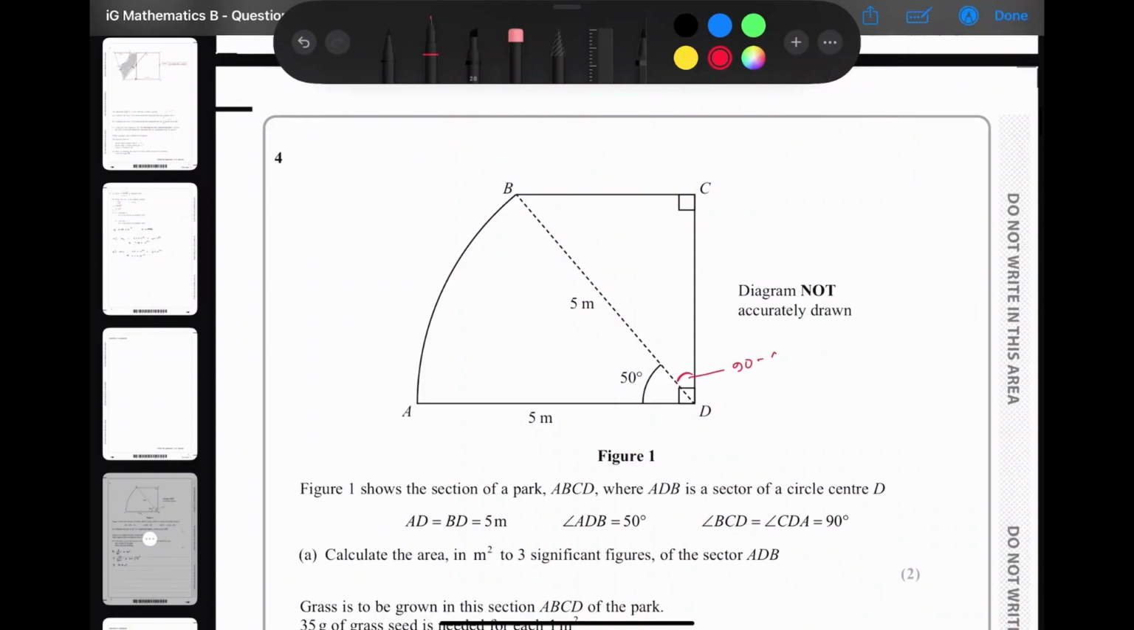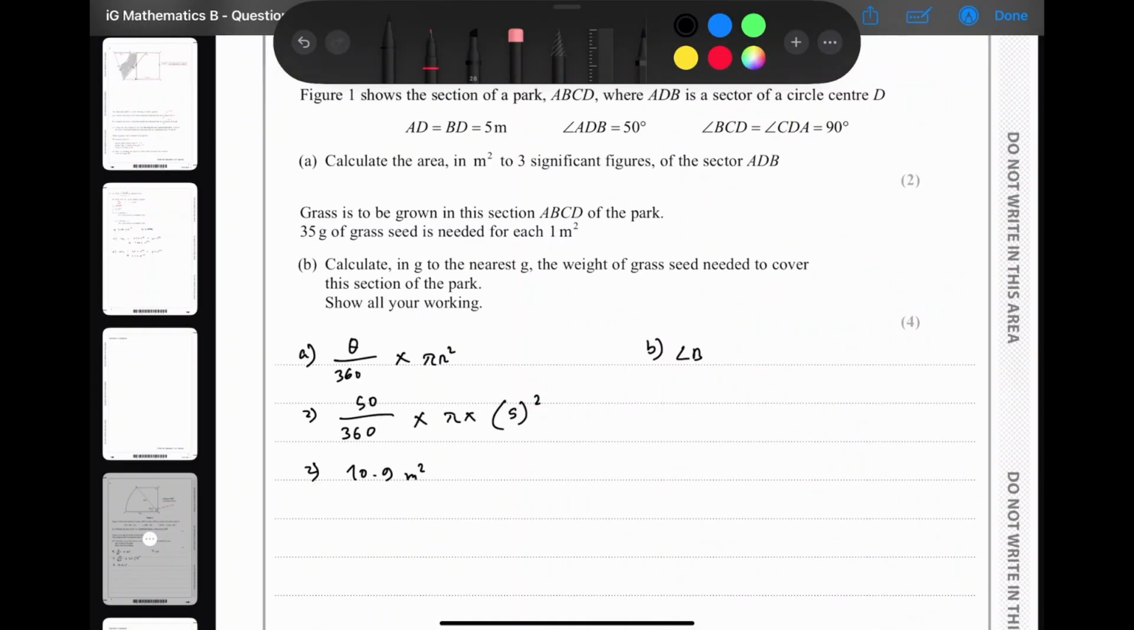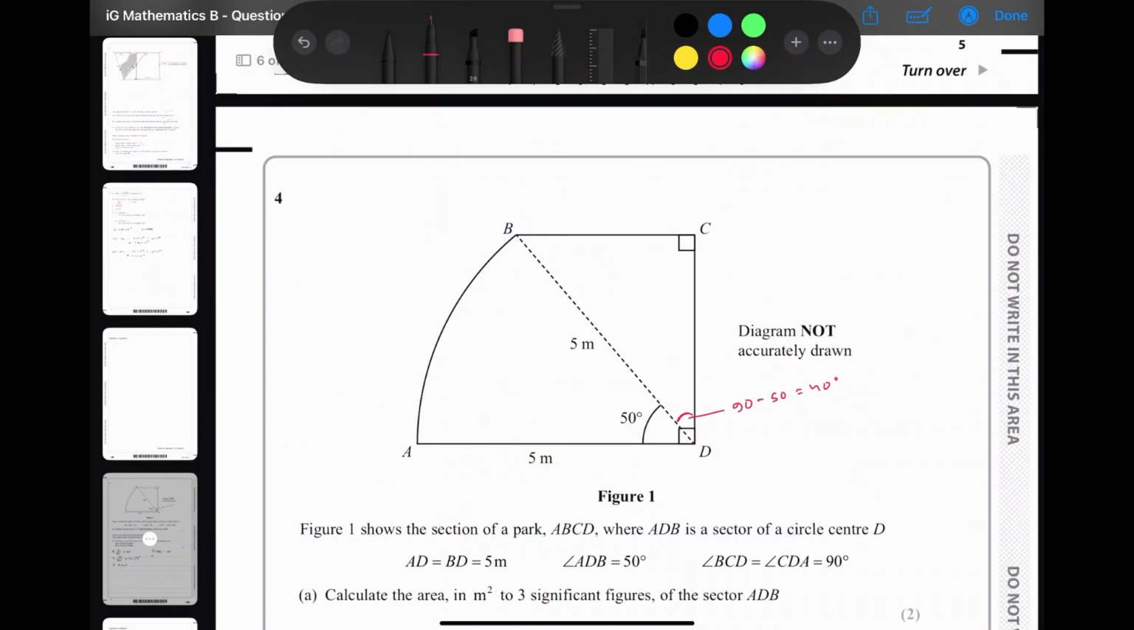The angle at BCD is 40 degrees. We can use this 40-degree angle, along with the hypotenuse of 5 to find the other sides and calculate the area. Since angle BDC is 40 degrees and there is a right angle, then the last one will be 50 degrees.